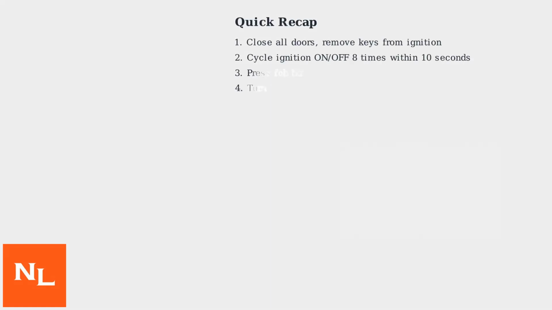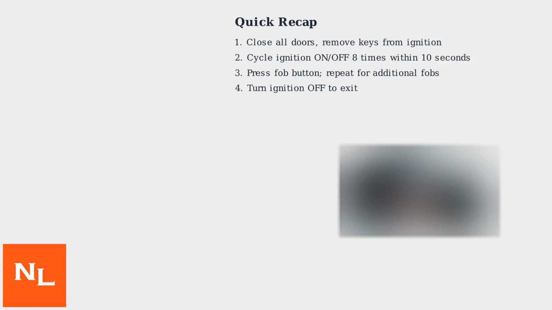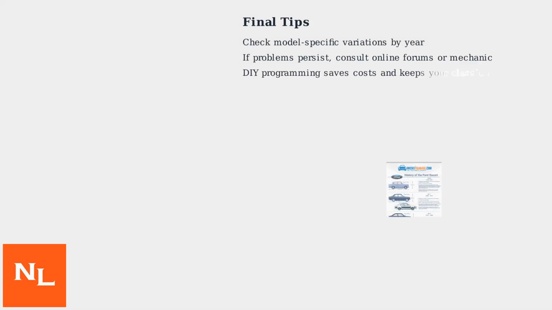Programming your Ford Escort key fob is straightforward with these steps. Remember the basic steps: close doors, cycle ignition, press fob buttons, and exit. Remember to check for model-specific variations, such as leaving the door open for 1998 models. If issues continue, seek help from forums or professionals. DIY saves money and maintains your classic Ford Escort.